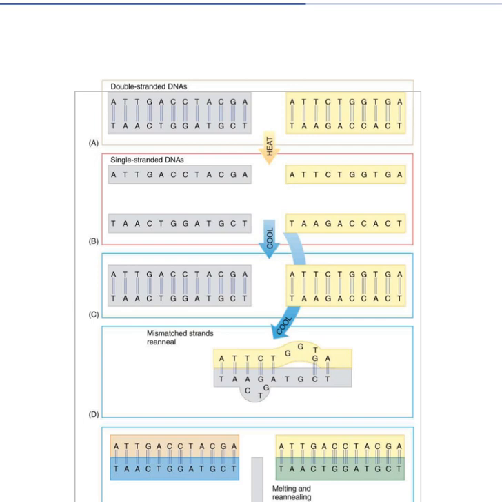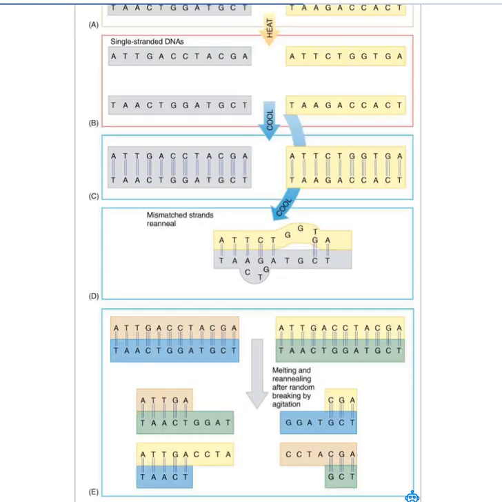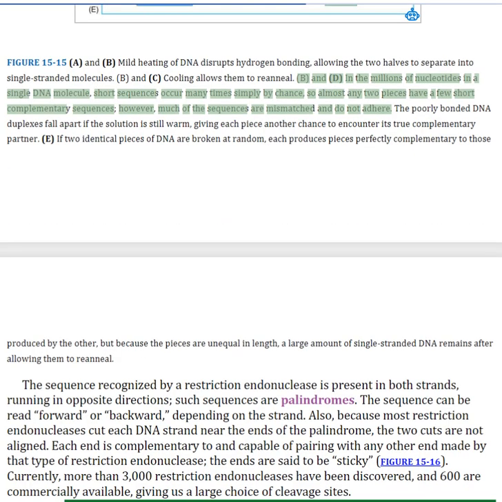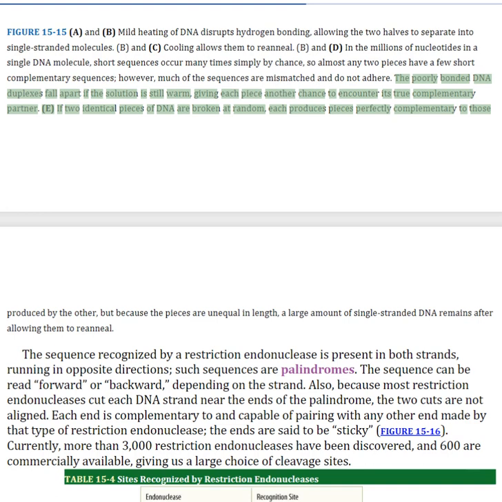Figure 15. Mild heating of DNA disrupts hydrogen bonding, allowing the two halves to separate into single-stranded molecules, and cooling allows them to reanneal. In the millions of nucleotides in a single DNA molecule, short sequences occur many times simply by chance, so almost any two pieces have a few short complementary sequences. However, much of the sequences are mismatched and do not adhere.